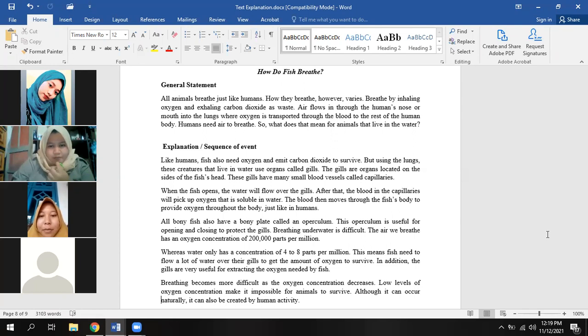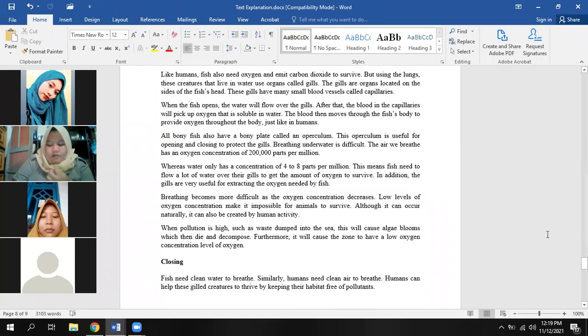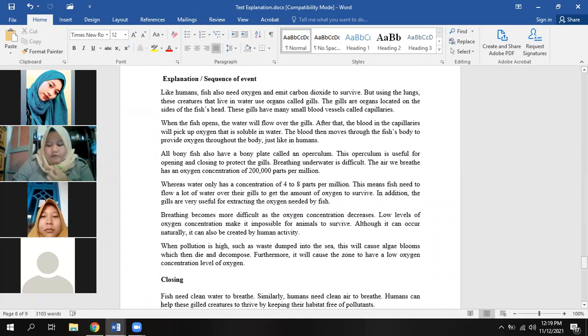Air flows in through the human's nose or mouth, down the throat, and into the lungs, where oxygen is transported through the blood to the rest of the human body. Humans need air to breathe. So what does that mean for animals that live in the water? Okay, the next is the explanation or sequence of events. Let me explain how fish can breathe.